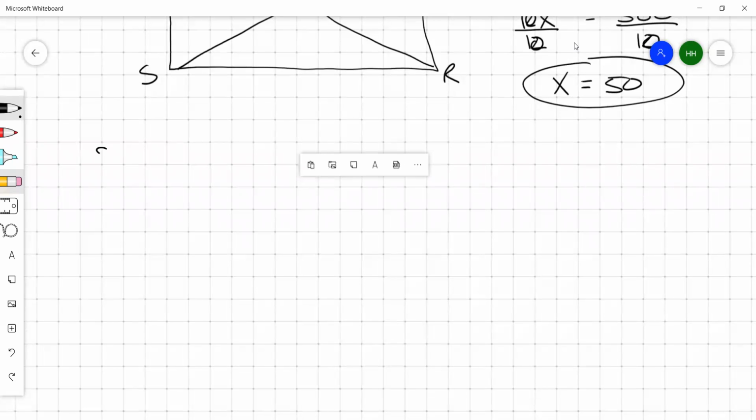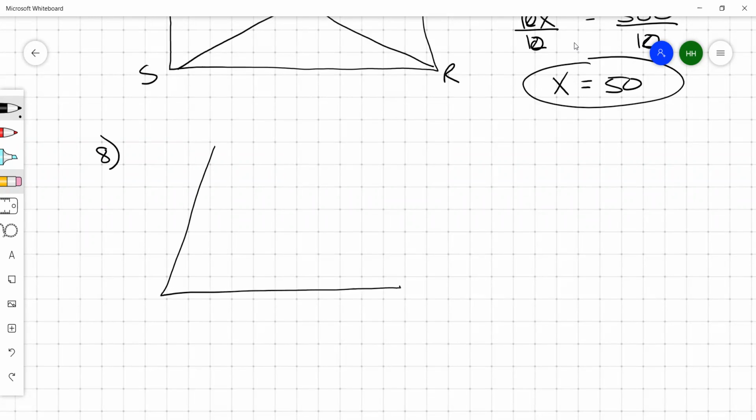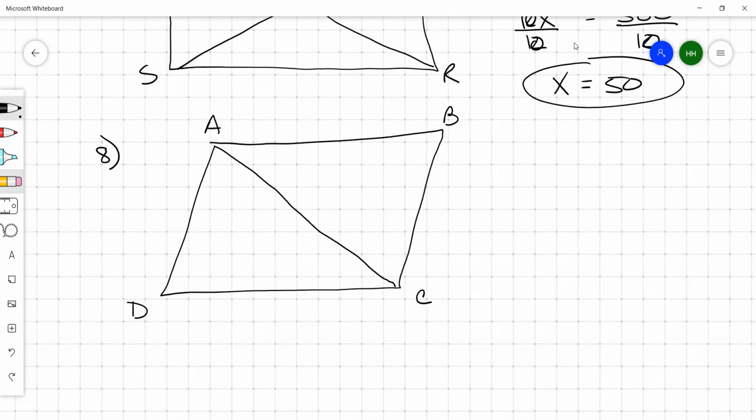Number 8. You got a quadrilateral ABCD. You got a diagonal that goes from A to C. Angle ACD, 2x plus 4. ACB, 5x minus 5. For what value of x is ABCD a rhombus?